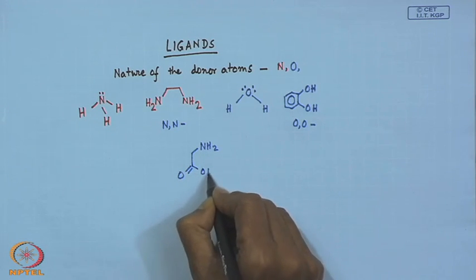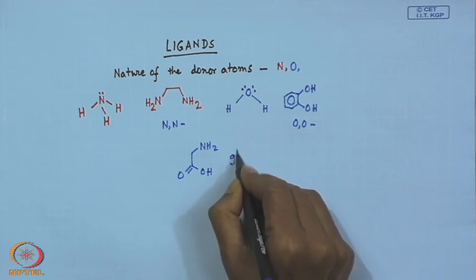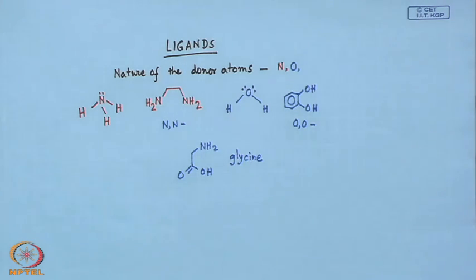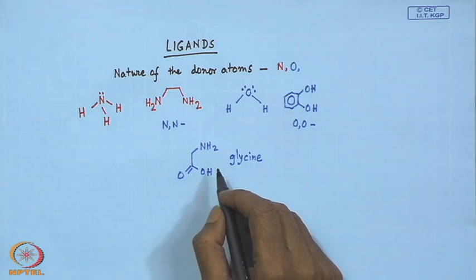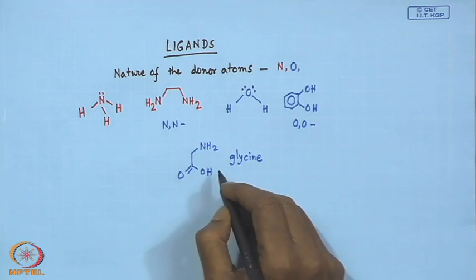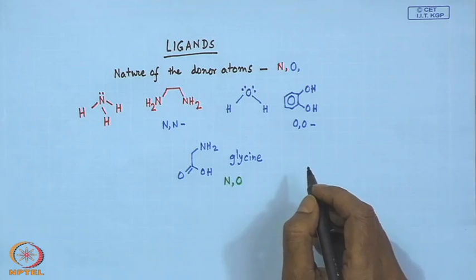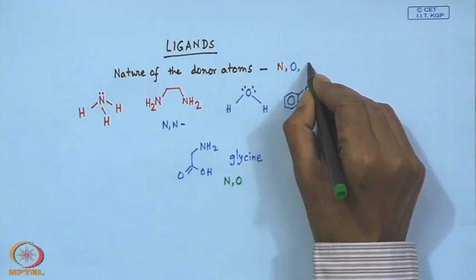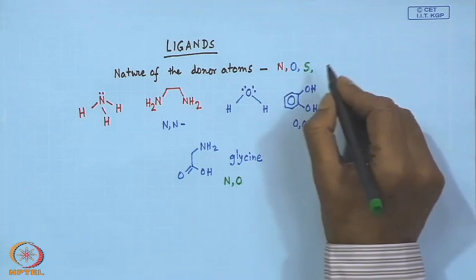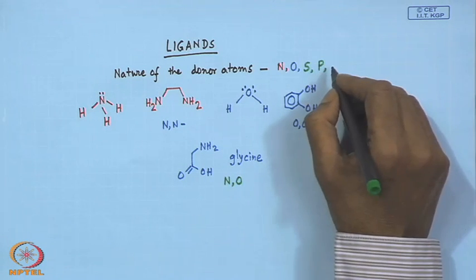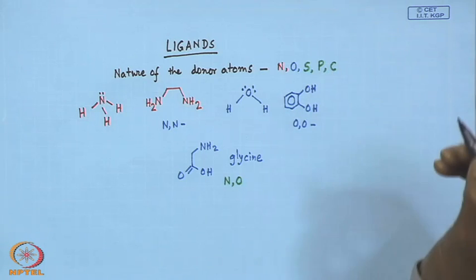We can get this combination for the simple amino acid glycine. This glycine, when it binds to a particular metal center, is not a symmetric one, and it is a mixed donor type, nitrogen and oxygen donor type. Then we can have the sulfur donor, the phosphorus donor and also the carbon donor.